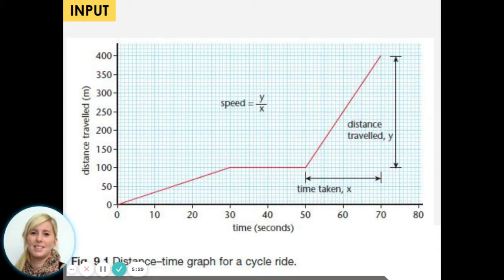But if you wanted to do it for that first sloping section, between 0 and 30 seconds, then the distance travelled, the change in y, would be 100, and you divide that by 30, so you could work out the speed of that section. And I would expect the speed of that section to be slower than the speed of the section described on the graph between 50 and 70 seconds. Okay?